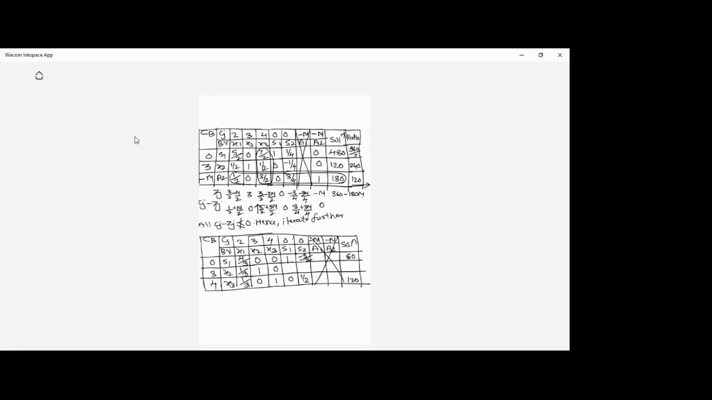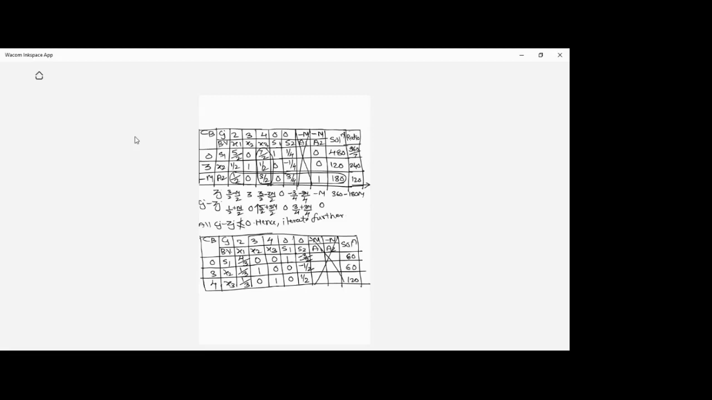Next, the value will be 0 minus 0 into 1 by 2 divided by 3 by 2. So the value will remain 0 only here. The next value is minus 1 by 4 minus 3 by 4 into 1 by 2 divided by 3 by 2, and the answer here will be minus 1 by 2. Next, for the solution value, it will be 120 minus 180 into 1 by 2 divided by 3 by 2, and the answer here comes out to be 60, right?